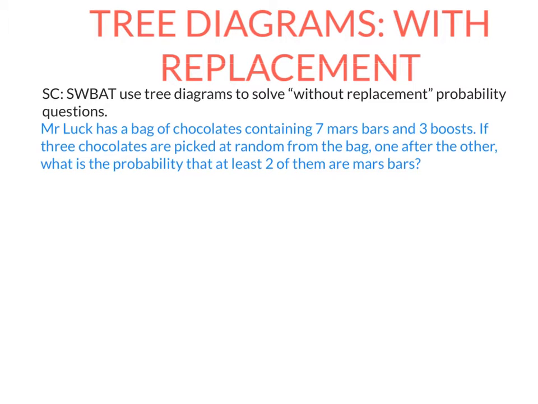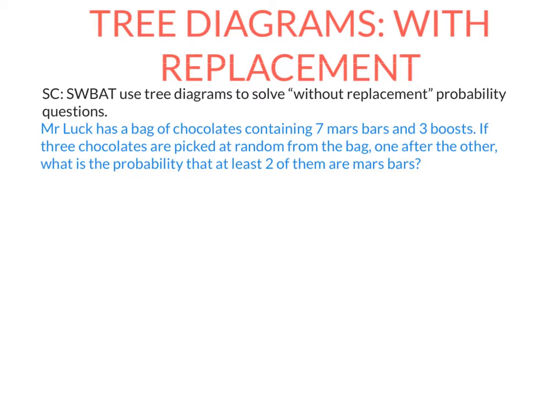Thank you so much for tuning into this video in which we look at using tree diagrams to solve probability questions that are with replacement. So this is the kind of question for which we would use such a diagram. Let's say Mr. Luck has a bag of chocolates, 7 Mars bars, 3 boosts. If I pick 3 chocolates from the bag, one after the other at random, what's the probability at least 2 of them are Mars bars?